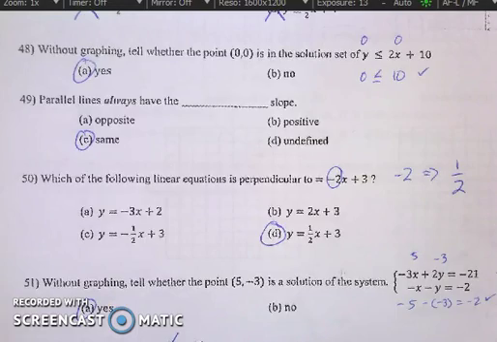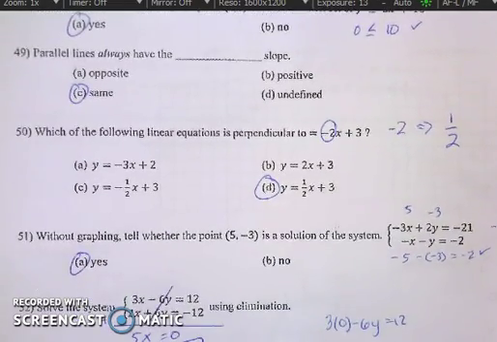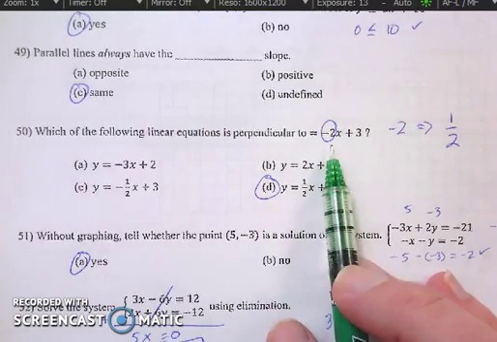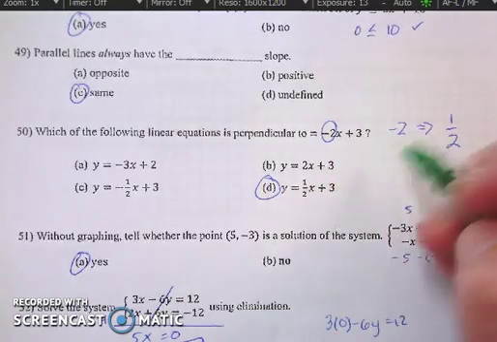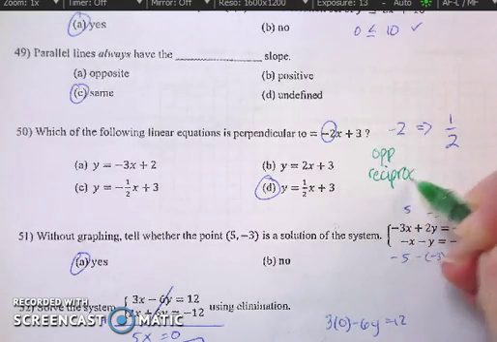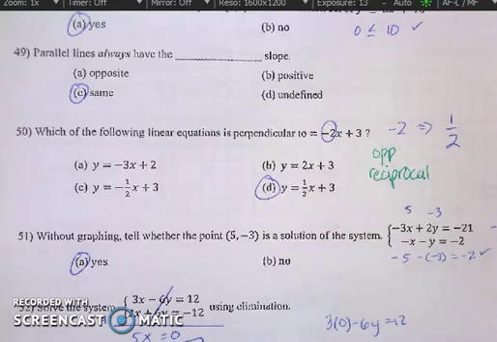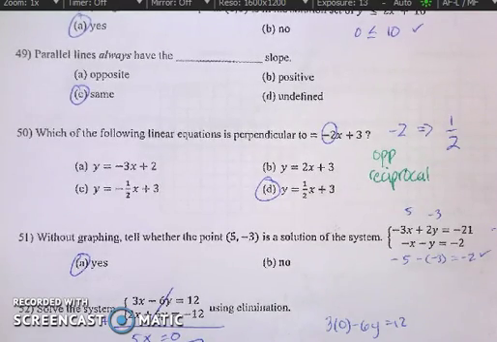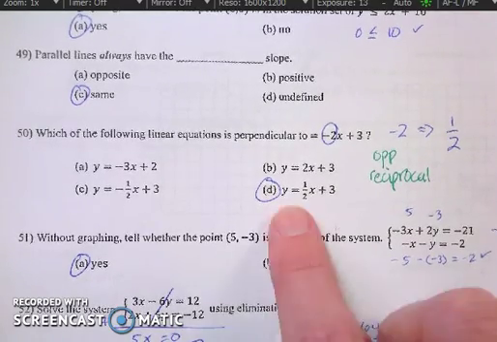49. Parallel lines always have the same slope, C. Which of the following is perpendicular? Well, we take the slope of negative 2 and do the opposite reciprocal, and we get positive 1/2 instead of negative 2. D.